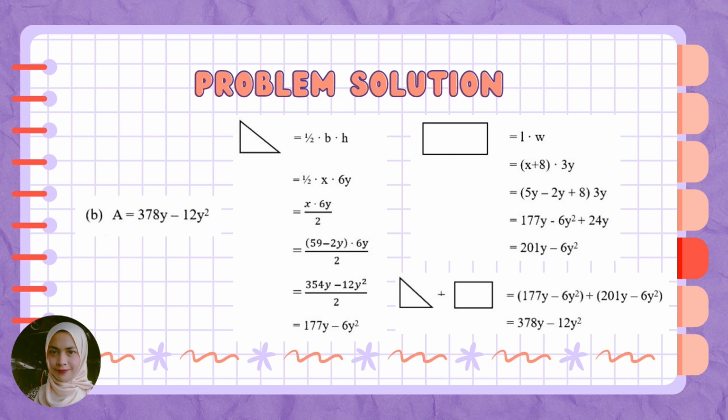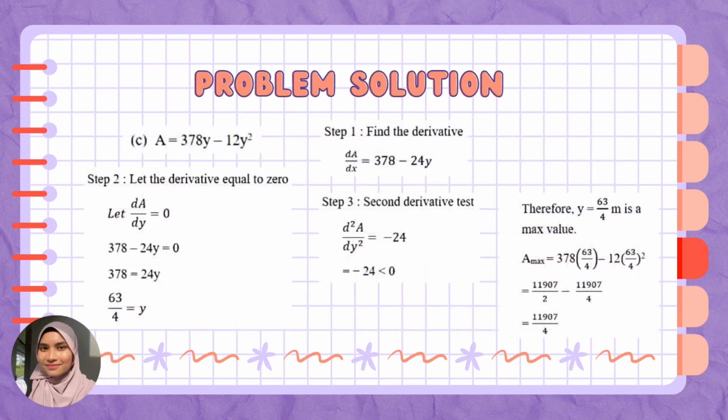To find the total area, we have to add the area of the triangle with the area of the rectangle. So 177y minus 6y squared plus 201y minus 6y squared. So the area enclosed by the wire is 378y minus 12y squared. We can show that the area enclosed by the wire equals 378y minus 12y squared.